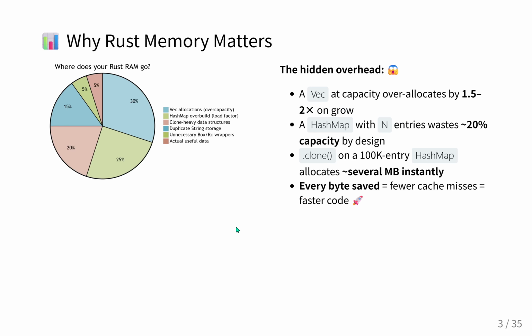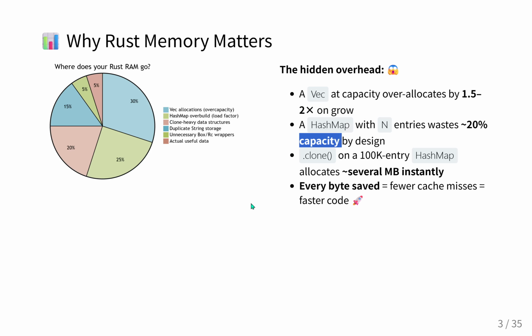Well, it really comes down to the underlying mechanics of dynamic growth and load factors. Consider what happens when you push elements to a vector, a Vec. When it hits its capacity, it doesn't just ask the allocator for enough space for one more element. Because that would be too slow, right? Right, making a system call to the memory allocator is really expensive. So to amortize that cost, the standard library overallocates. It usually just doubles the capacity.